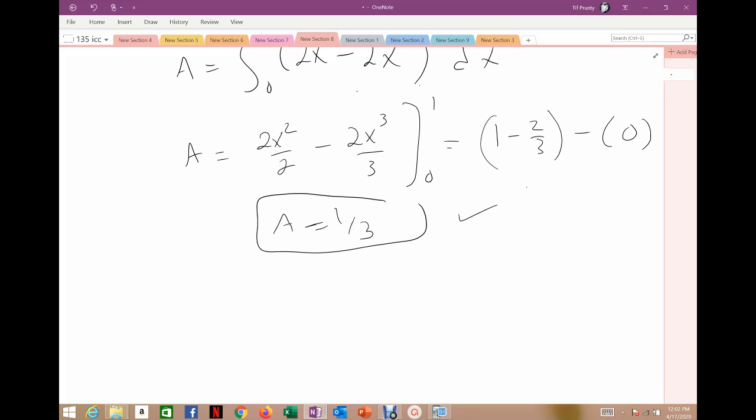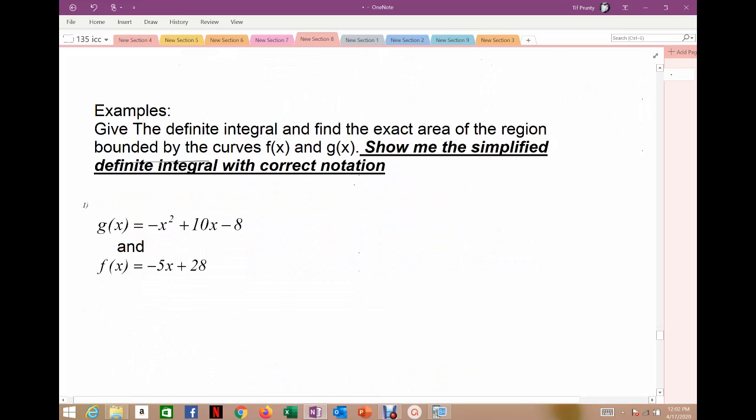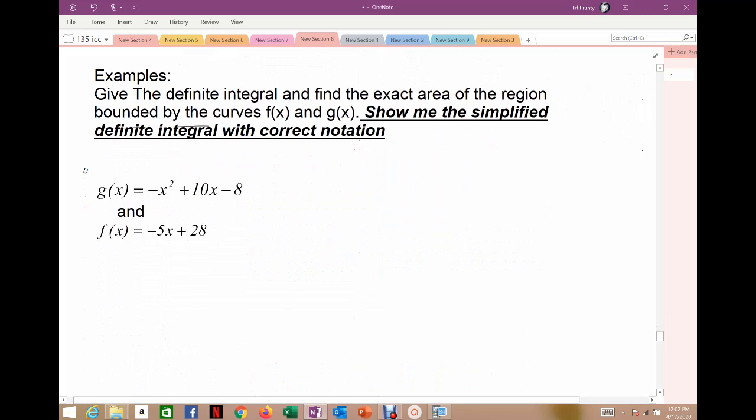The next two examples I'm going to solve completely on the calculator, because most students prefer the calculator method, but it's up to you. You could also solve them by hand. If you are going to solve them on the calculator, what I want to see is the definite integral that gives me my area correctly, simplified with correct notation, and then solved to find my area. But I do want to see the picture.